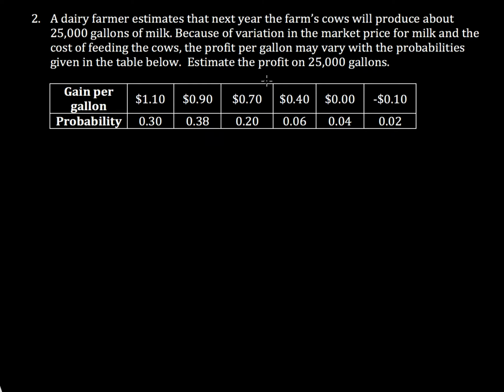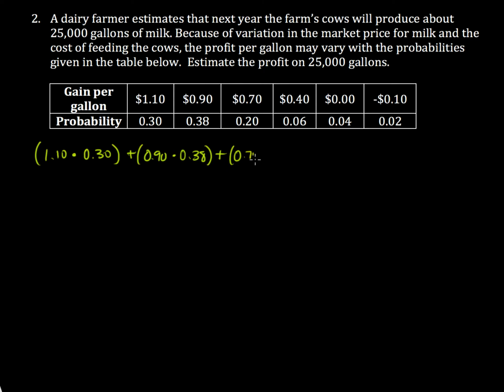So if we're going to estimate the profit that he's going to make on 25,000 gallons, first we want to find the expected gain, or the expected value, on 1 gallon. And so I'm going to take the possible gains per gallon and multiply them by the probability of those things happening, and then add all those up. So to start with, I'm going to have a gain of $1.10 multiplied times a probability of 0.3, plus a gain of 90 cents multiplied by a probability of 0.38. And I'm just going across the table here.